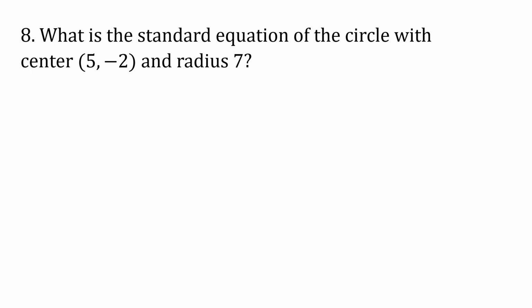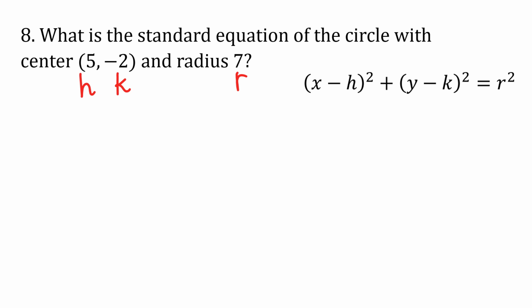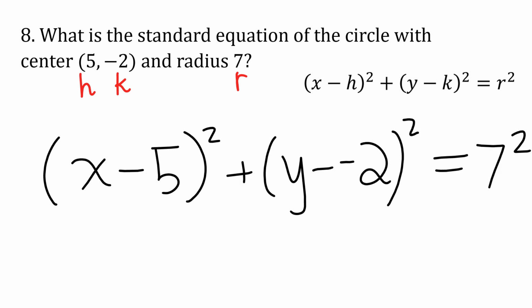All right, so what is the standard equation of the circle with the center (5, -2) and the radius 7? All right, so really straightforward. You're just going to take your equation of your circle and you're going to plug in what you know. We were given that the center is (5, -2), that's h and k, and the radius is 7, so that's r. So let's plug everything in. All right, so we have (x - 5)^2 + (y - -2)^2 = 7^2. So I just plugged in h, k, and r. x and y I left alone.